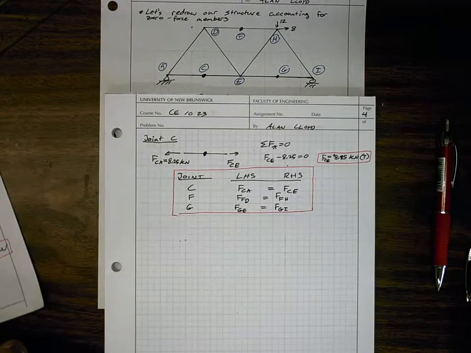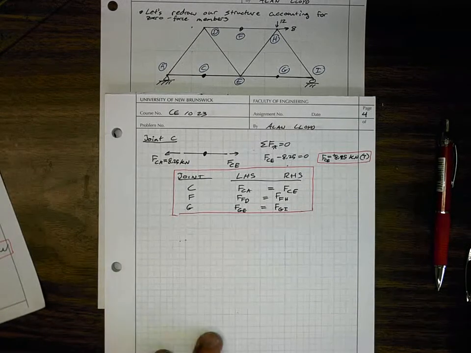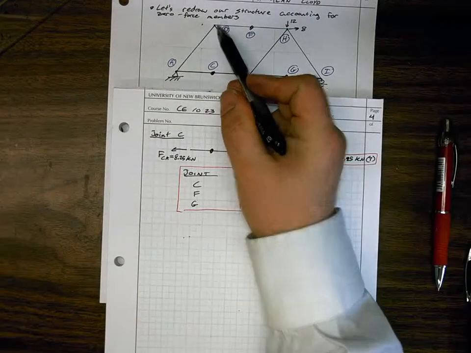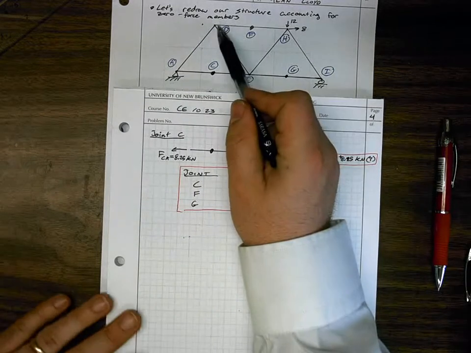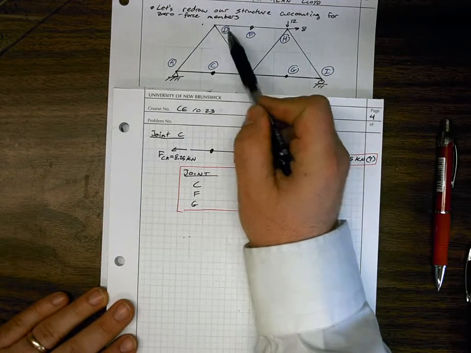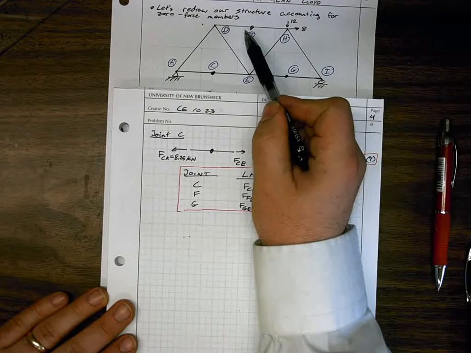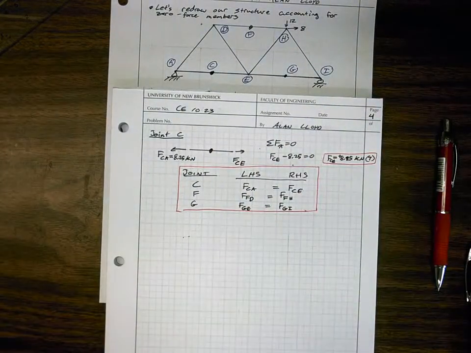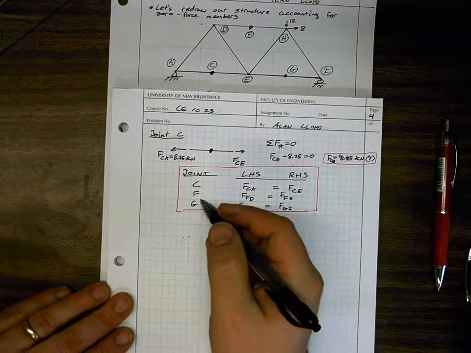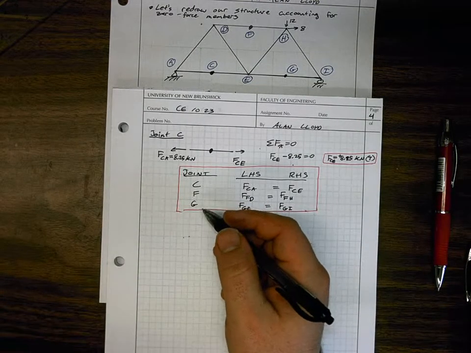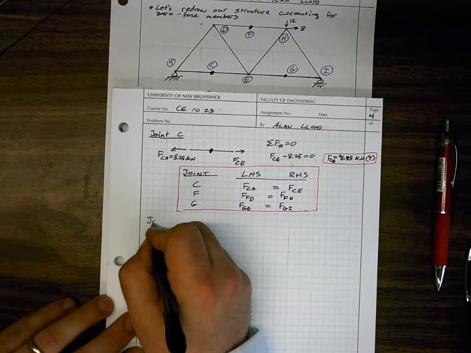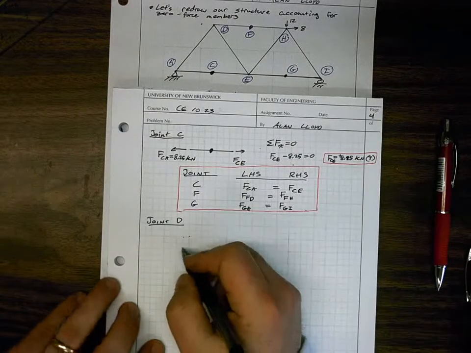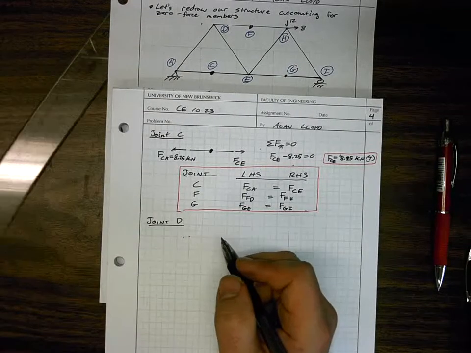So now let's move on to a different joint, and we'll choose joint D now. So we know we have 2 unknowns here. We know the force in AD. We don't know the force in DE or DF. Our other joint with 2 unknowns is joint I. We could have gone to that instead. So at joint D, we're going to first draw our free body diagram of the joint in the local coordinate system.